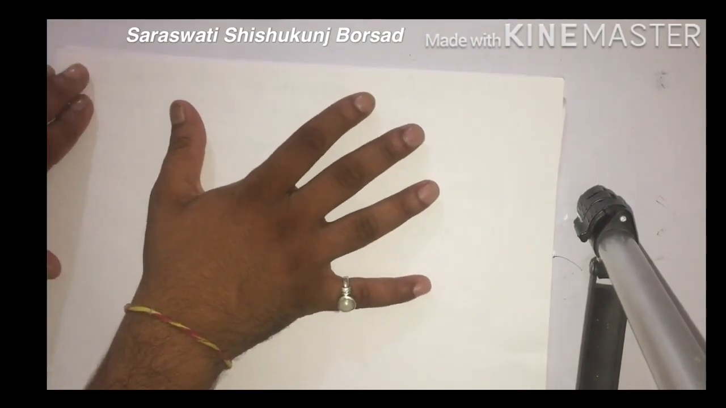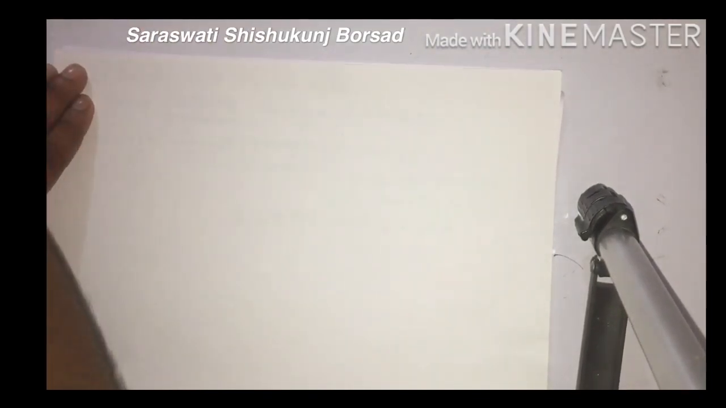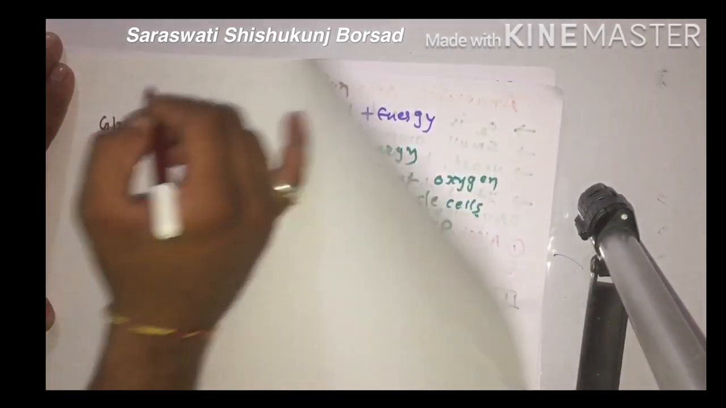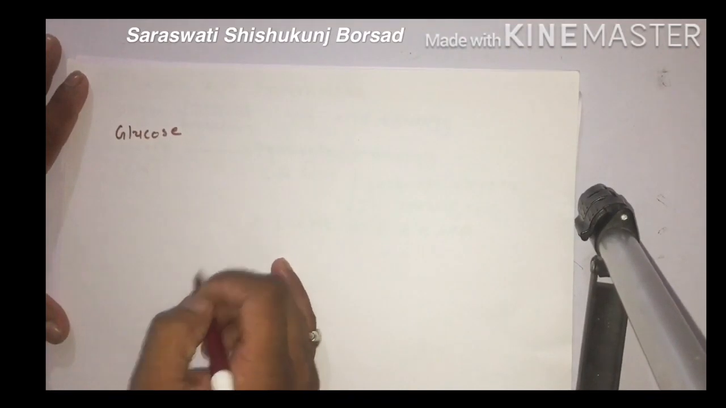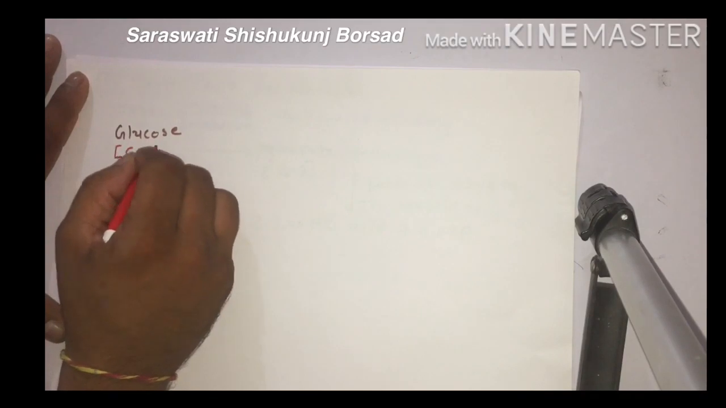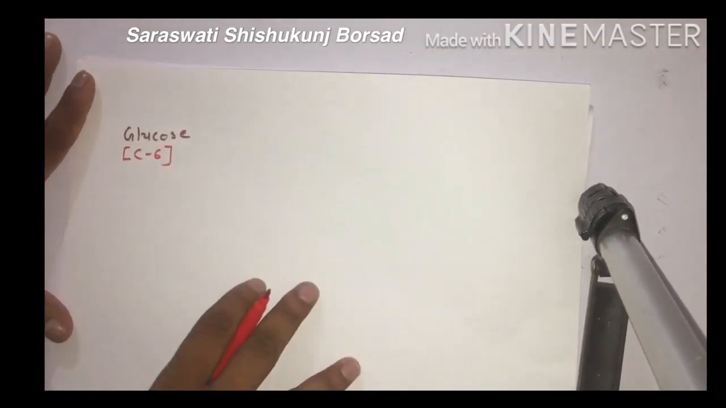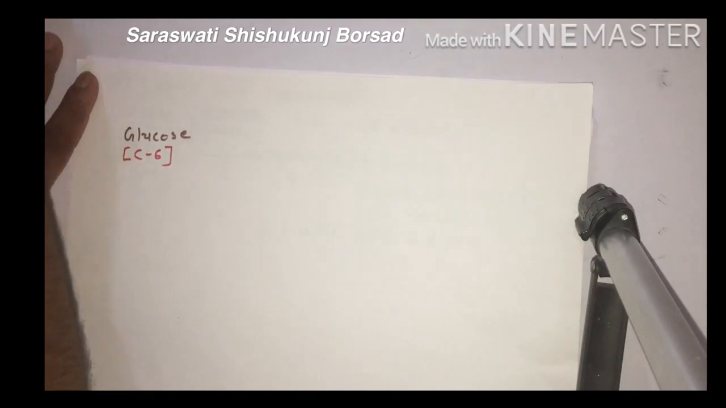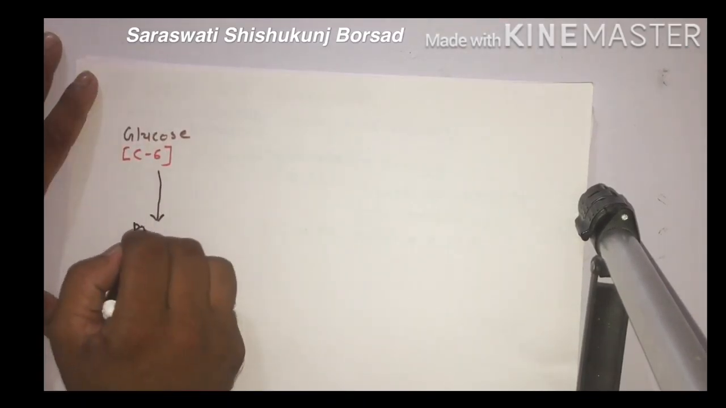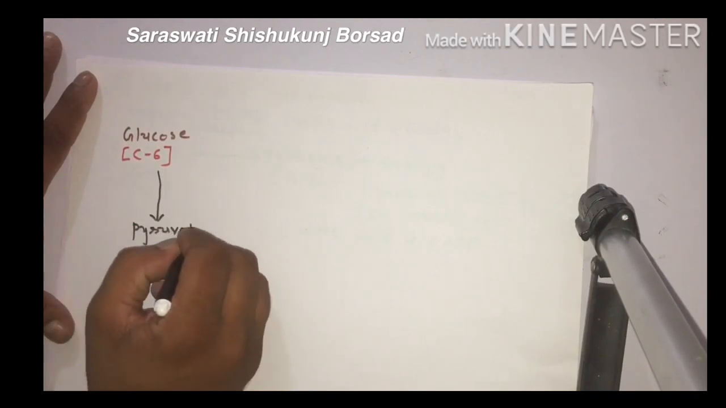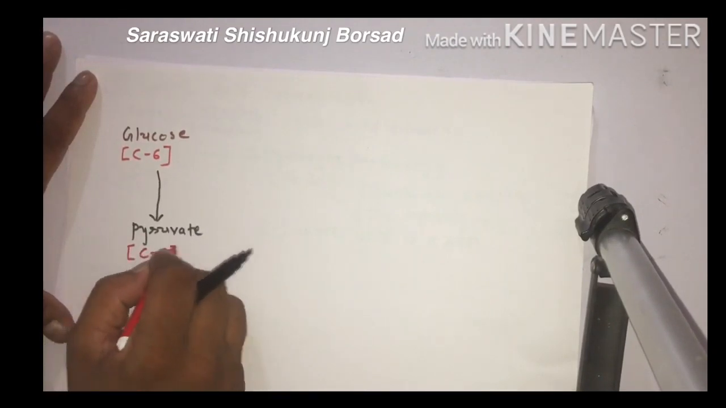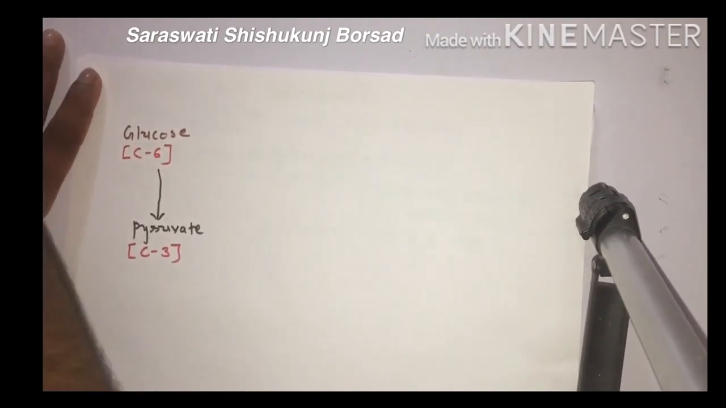Okay, as we discussed, first we will have glucose. And what is glucose? It is a 6 carbon containing molecule, C6. Now this glucose will get converted into pyruvate. This is also fixed that every time glucose will get converted into 3 carbon containing pyruvate.